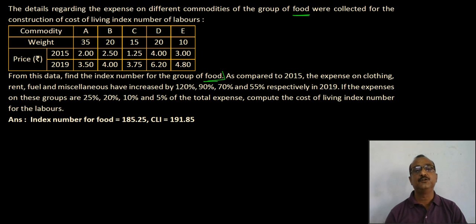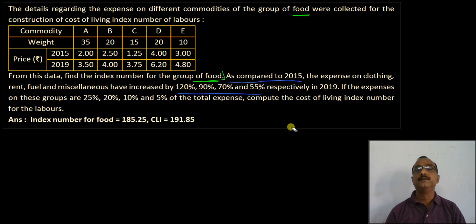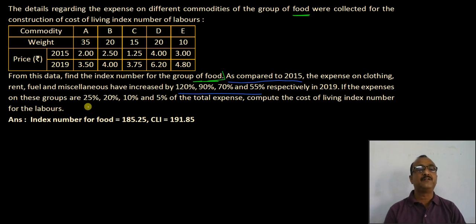Chalo, aapra first question thiyo. Okay. From this line, our second question is starting. As compared to 2015, the expense on clothing, rent, fuel, and miscellaneous have increased by percentages respectively in 2019. Percentage increases. If the expenses of the groups are 25%, 20%, 10%, and 5% respectively, this is W of the total expense. Compute the cost of living index number for the labors.